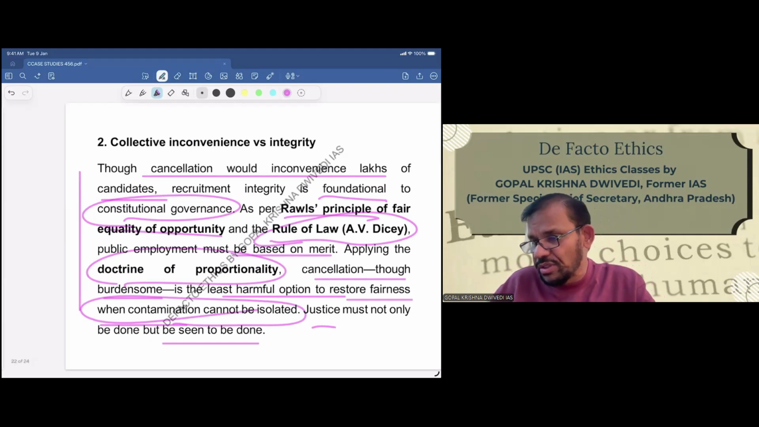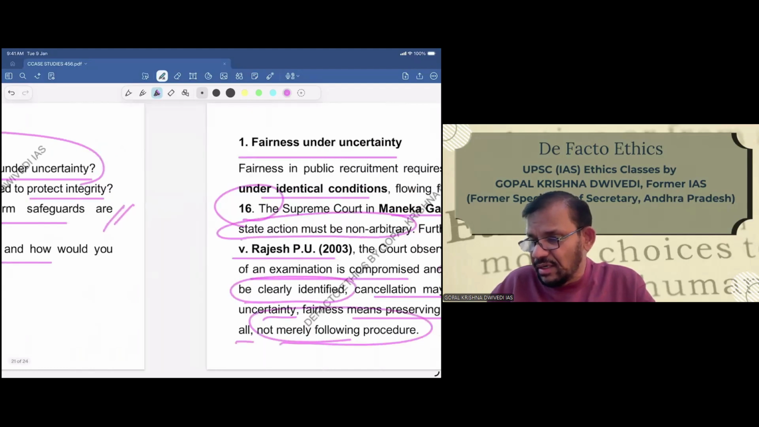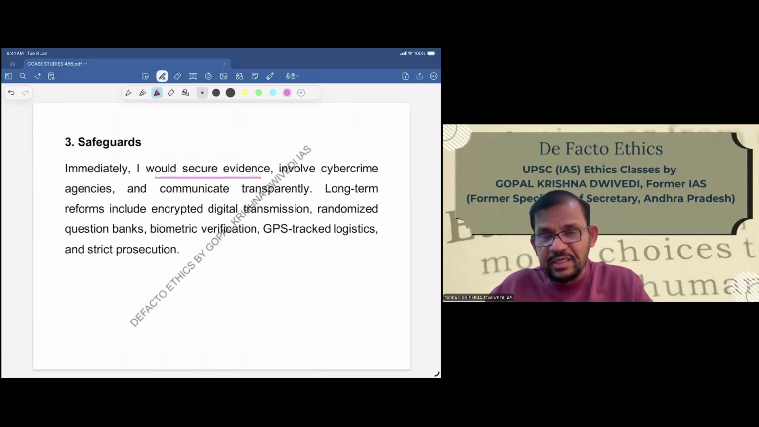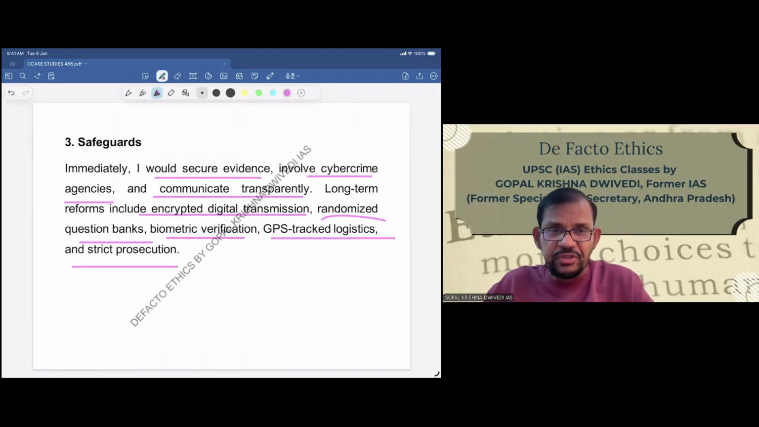Now let us see the third question: what immediate and long-term safeguards are necessary? Let us see what the answer can be. Immediately, I would secure evidence: to what extent, who has done it, how it was done. Involve cybercrime agencies and communicate the whole thing transparently. In the long term, reforms include encrypted digital transmission, randomized question banks, biometric verification, GPS-tracked logistics, and strict prosecution. Because that is also required: unless there is deterrence, these things can be repeated again and again.